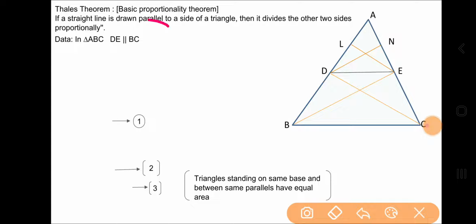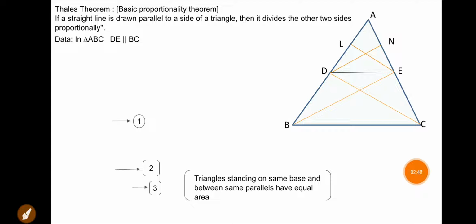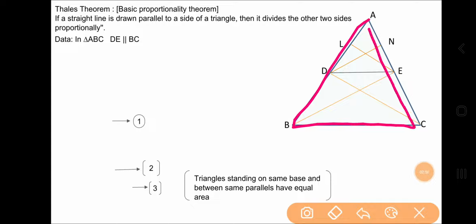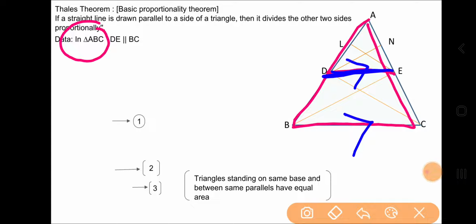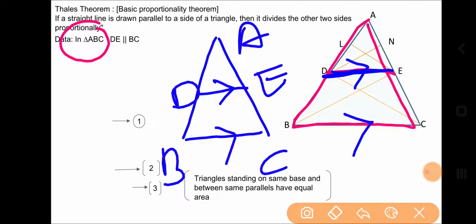It starts with the given data. We are given a triangle ABC. Here we are seeing this is triangle ABC, and DE is parallel to BC. Where is D? See there, this is D. So our original triangle, where the theorem starts, is up to here: a triangle ABC and a line DE which is parallel to BC. This is our diagram according to the given data.